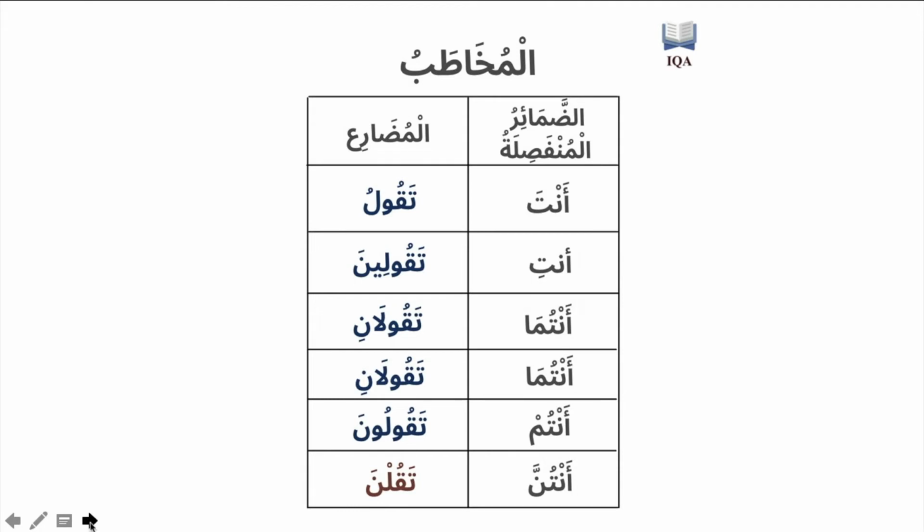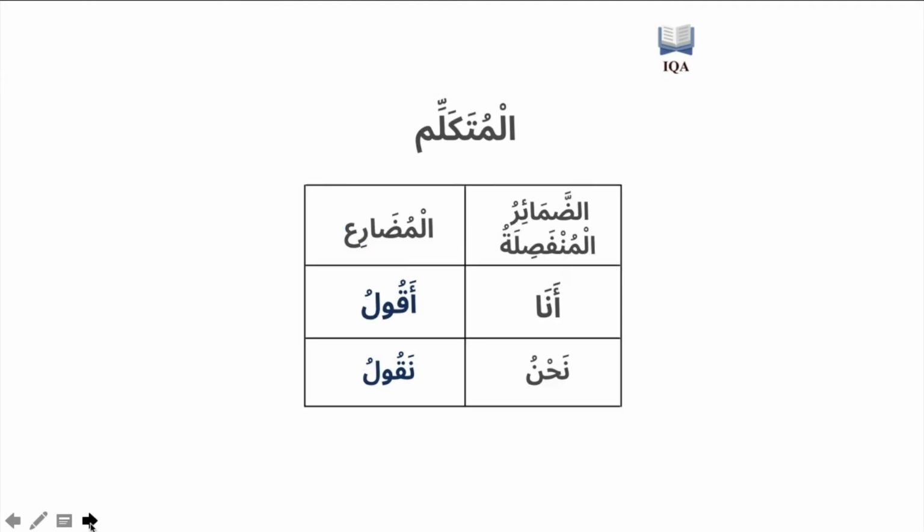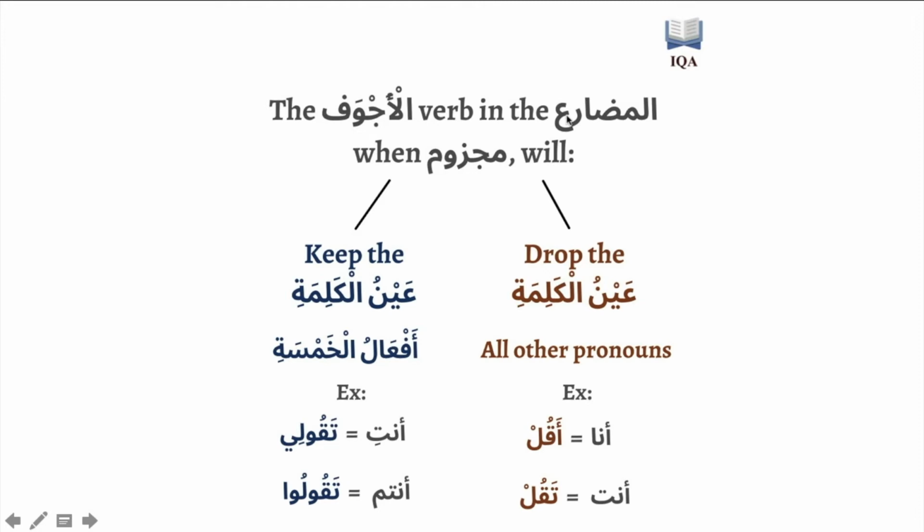Now, likewise, what we need to take into consideration is when the mudara' verb is majzoom. The Ajwaf verb in the mudara', when majzoom, will also have two different scenarios, if you will. One scenario is going to drop the ayn kalima, and the other scenario is going to keep the ayn kalima. It's going to keep the ayn kalima in af'al al-khamsa. The af'al al-khamsa are those that end with thubut al-noon. So yaf'alani, taf'aluna, yaf'aluna, taf'alina, and so on and so forth. So anti, antum, and those other ones are going to keep the ayn kalima. We're just going to drop the noon at the end, so it becomes taquli, taqulu, taqula, yaqula, and so on and so forth.